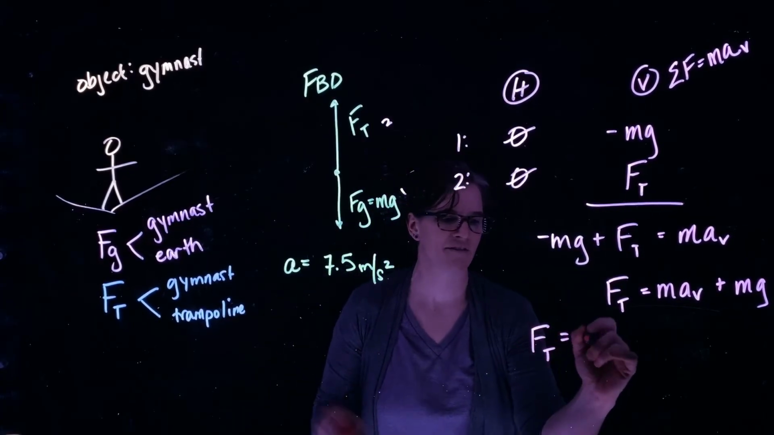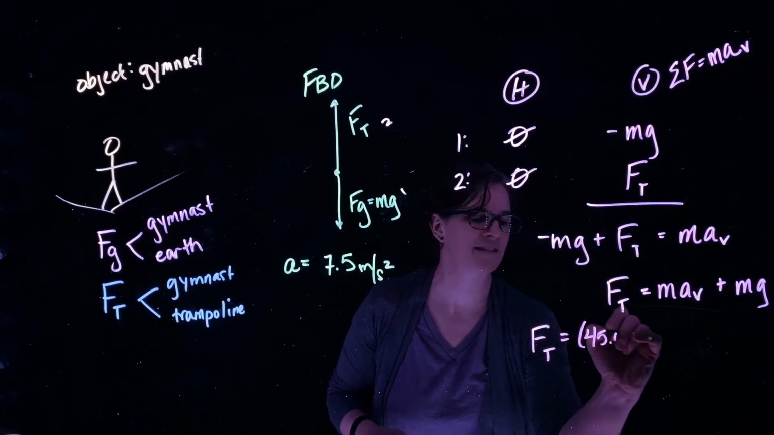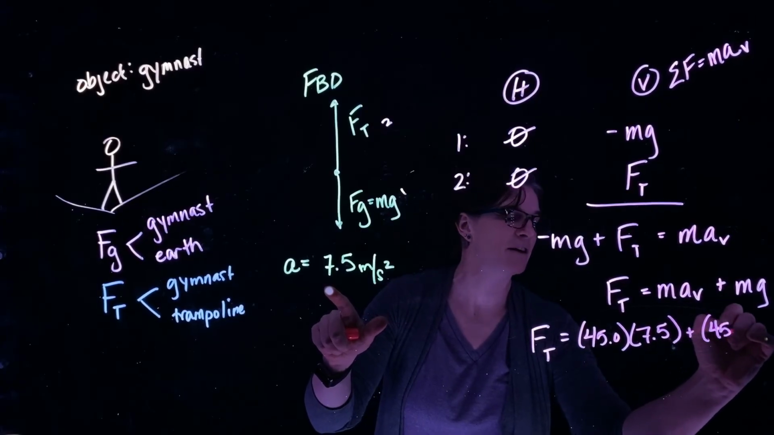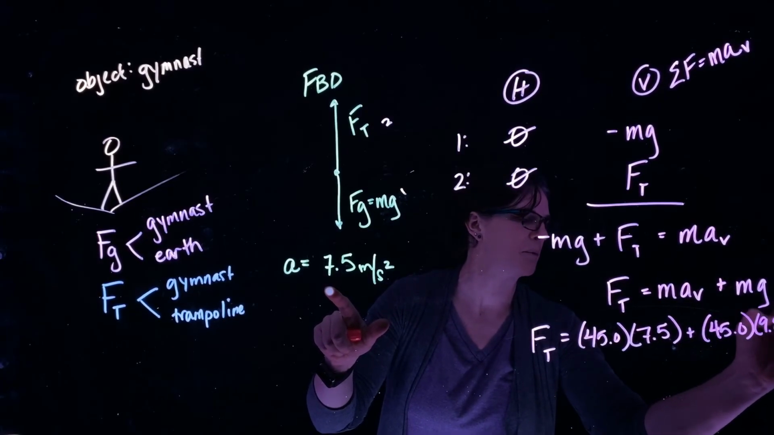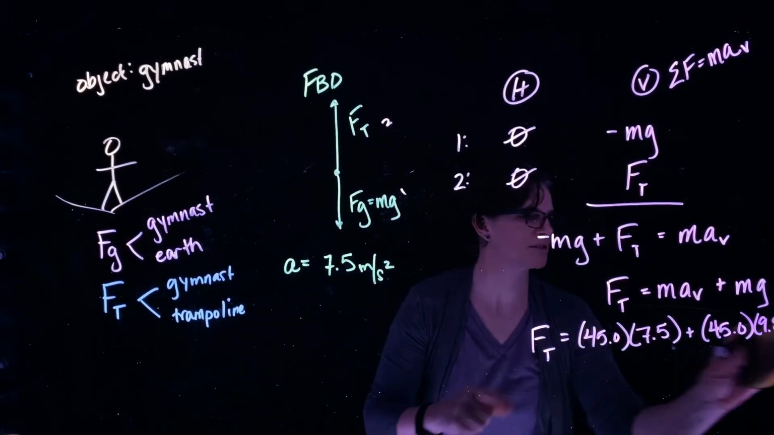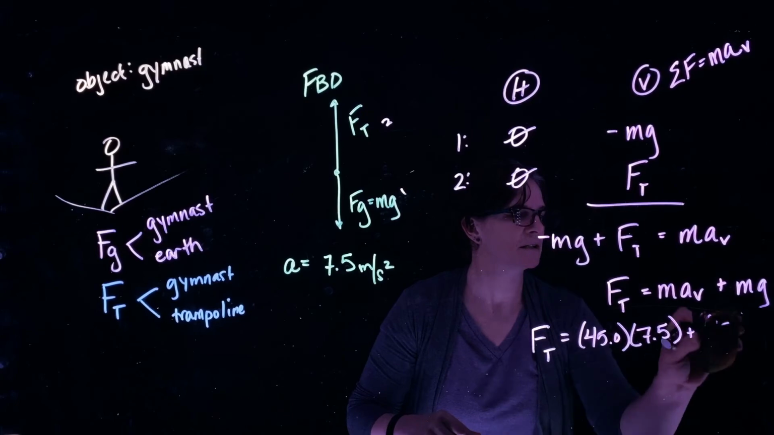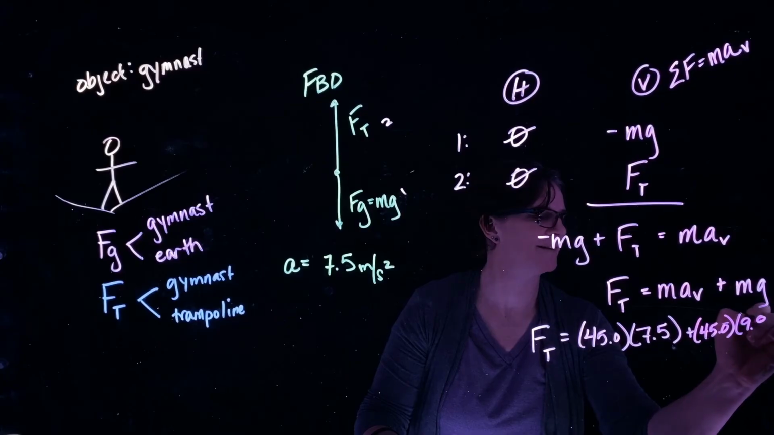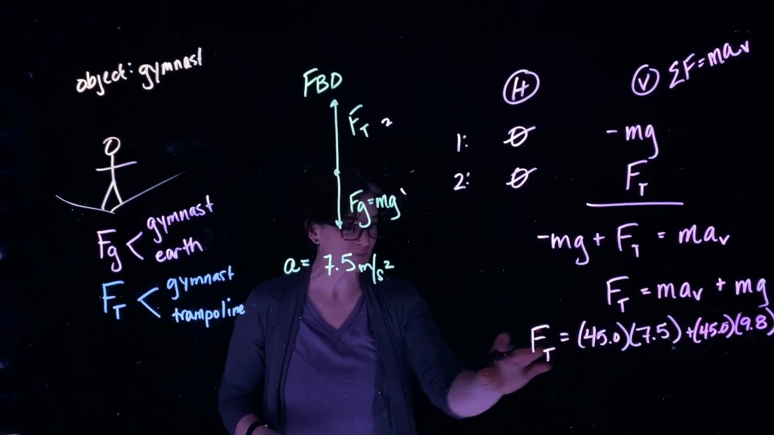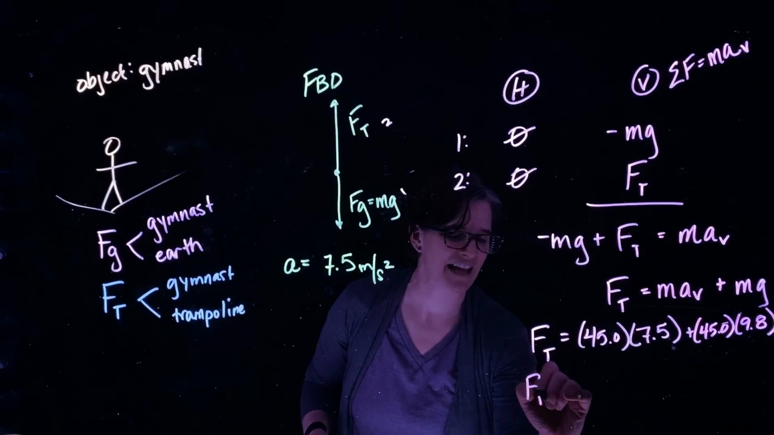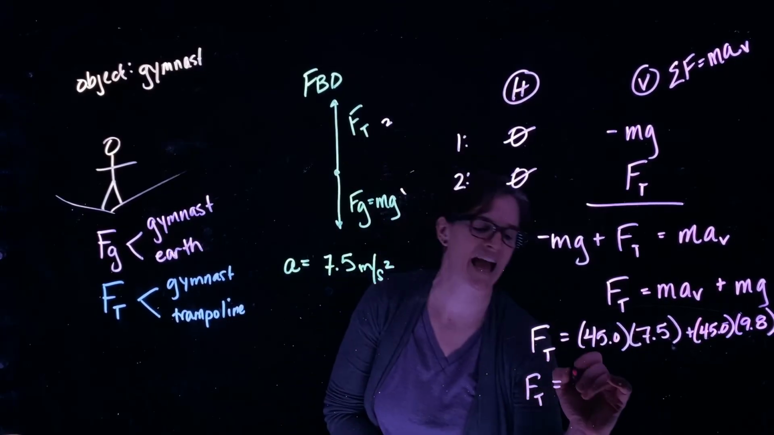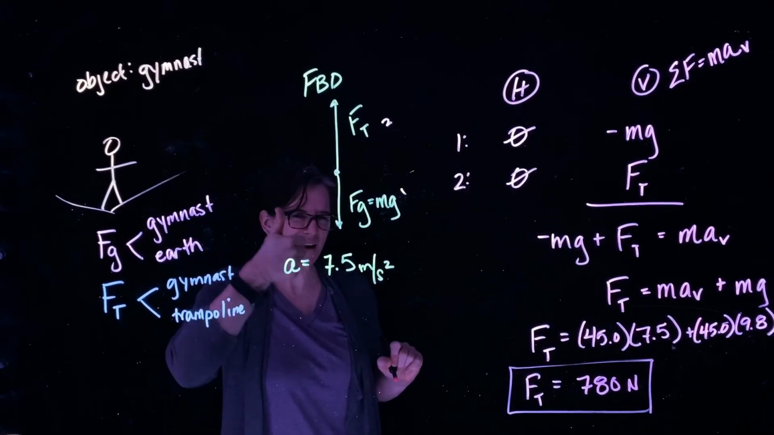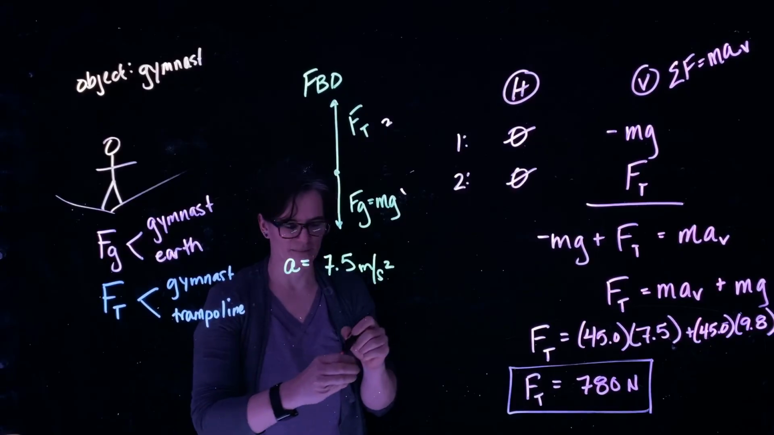And so we have the mass of the gymnast, which is 45.0, times our acceleration that's given, which is 7.5, plus 45.0 times 9.8. Let me move that over just so we don't lose our picture there for you. All right. And when I add these two together and do that mathematically, we get a force of 780 newtons in the upward direction acting on that gymnast.